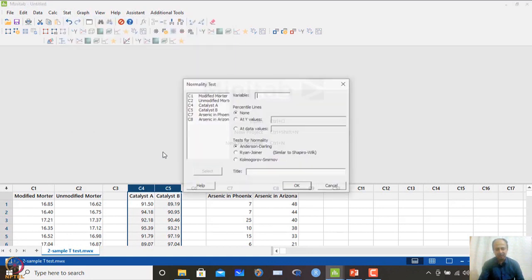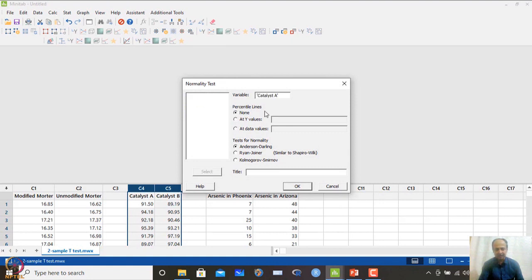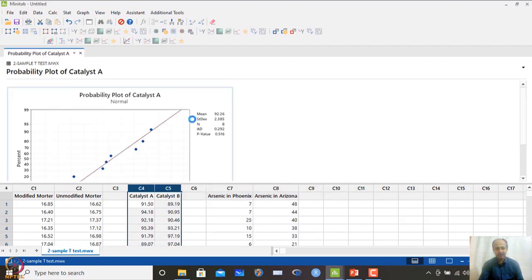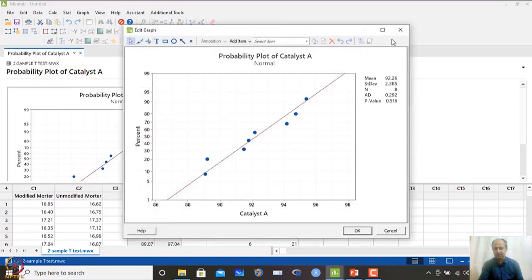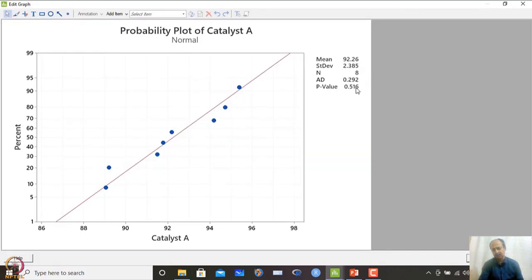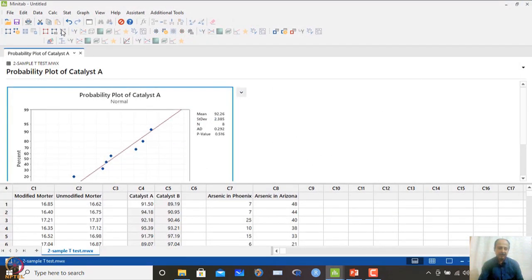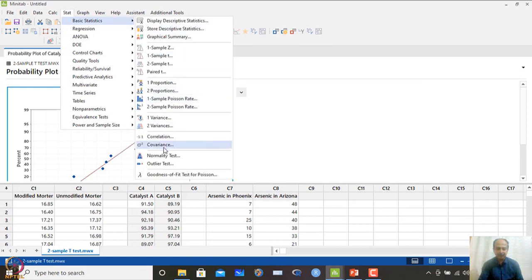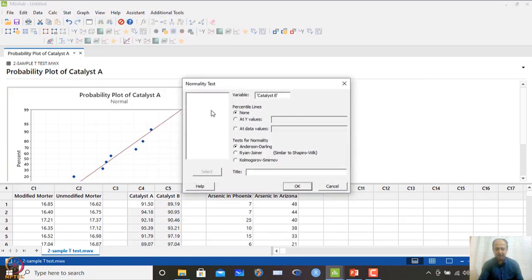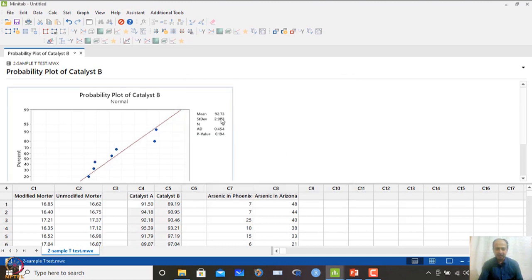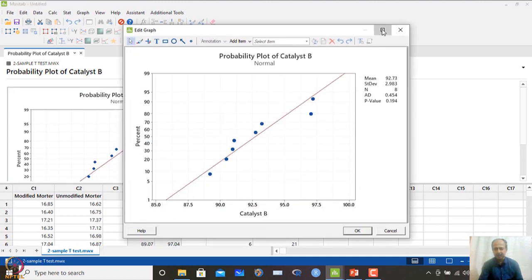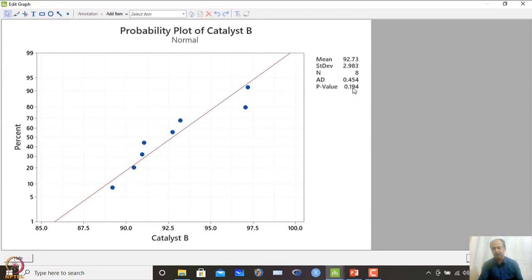I want to check normality first, whether catalyst A is normal or not. I am using the Anderson-Darling test for data set A, and I click OK. The p value reported is around 0.516, so the data seems to be normal, so there is no problem. I can close this, and similarly do the normality test for data set B, catalyst B. Again I get a p value which is more than 0.05, so here also the normality assumption is not violated.